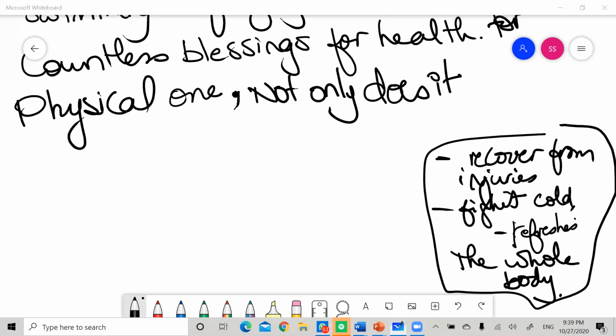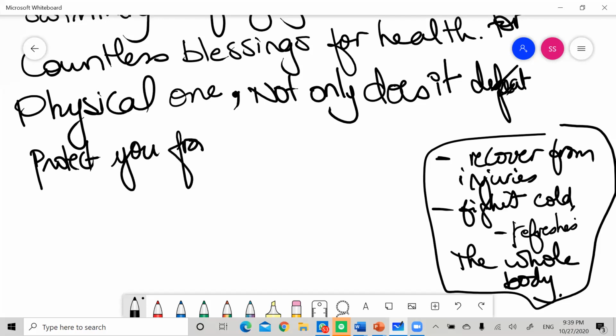Not only does it fight. Okay, so fight cold. How can I change fight cold? Fever is also cold. But what about fight here? Can I find another synonym? Yes, I need another word for fight. Defeat. Okay. Or I can say protect. Not only does it defeat, or let's say protect. Protect is more applicable. Not only does it protect you from fever.